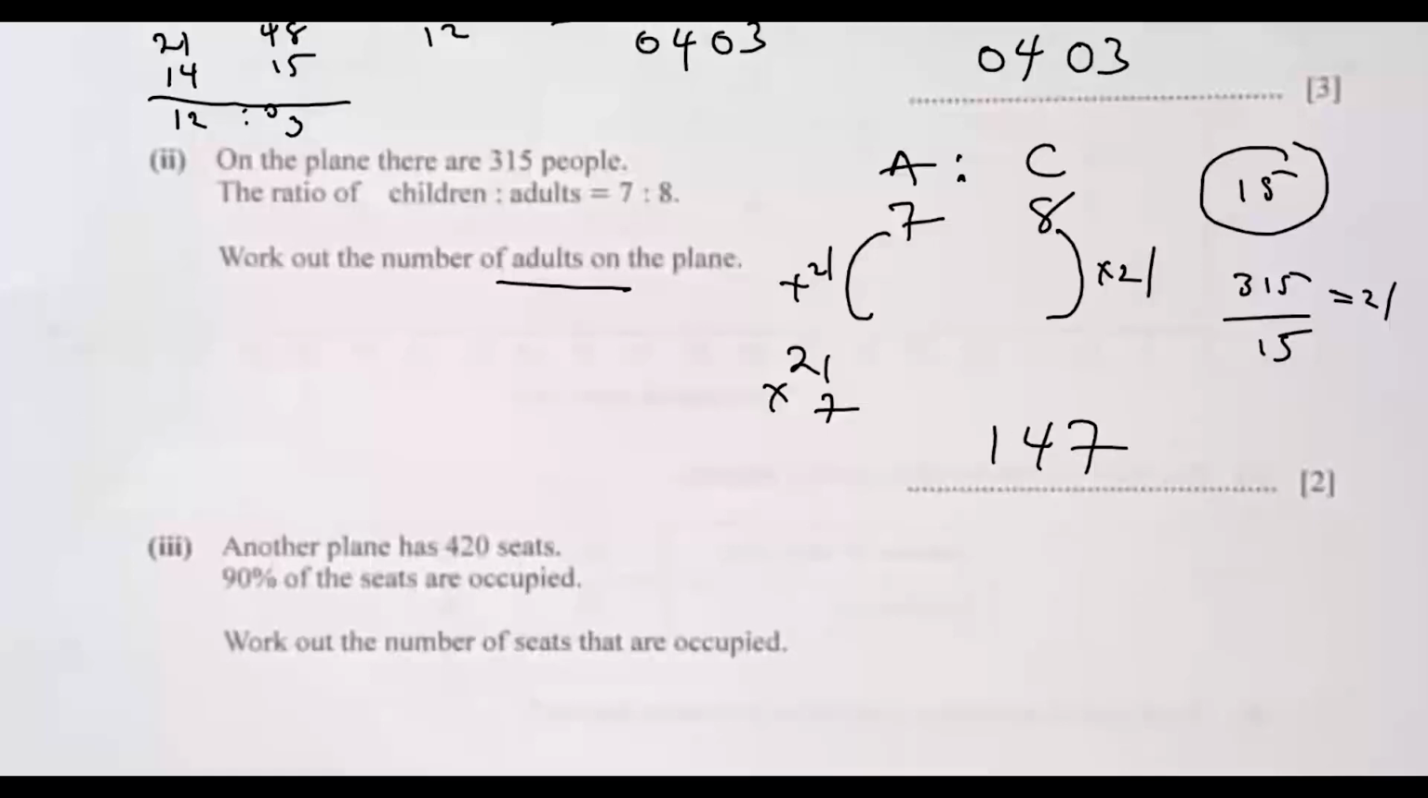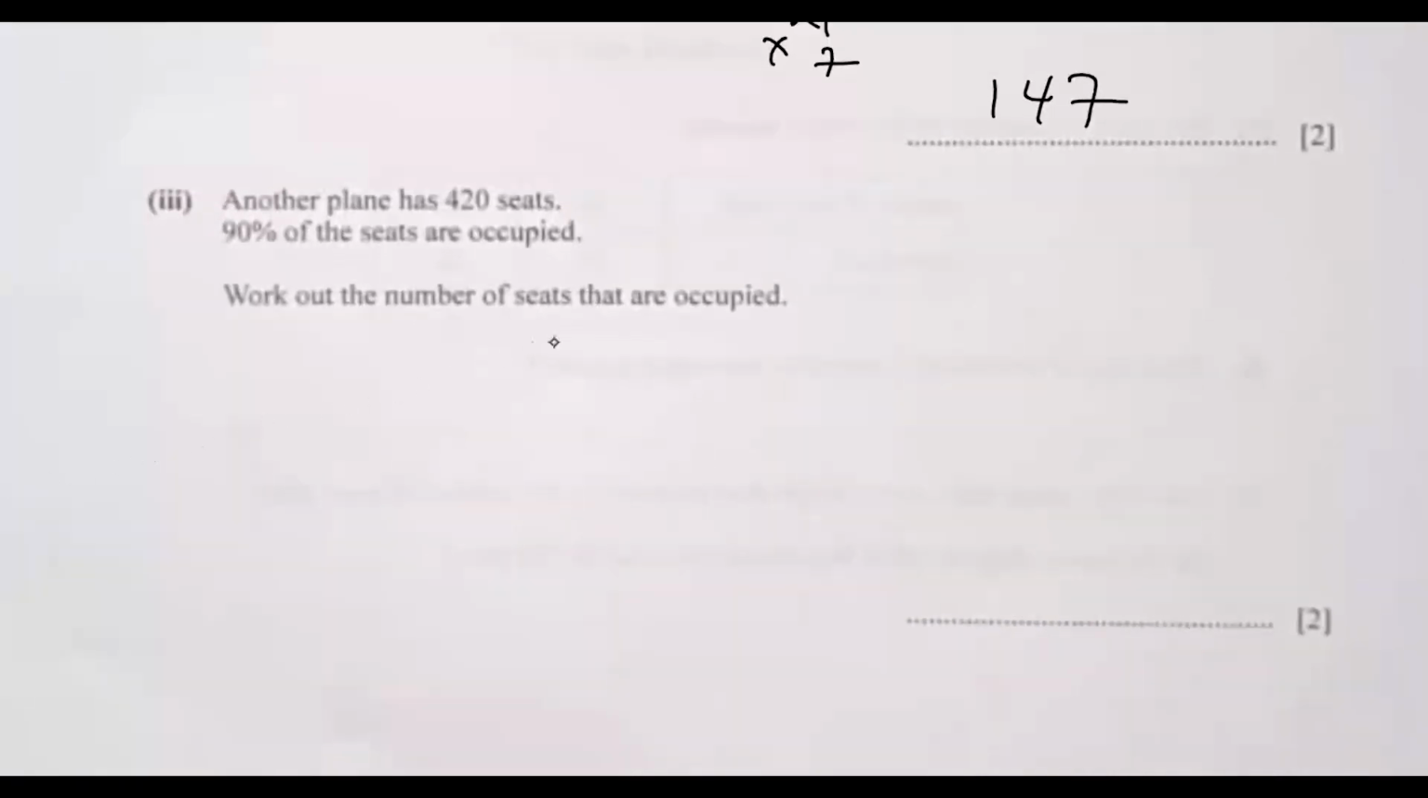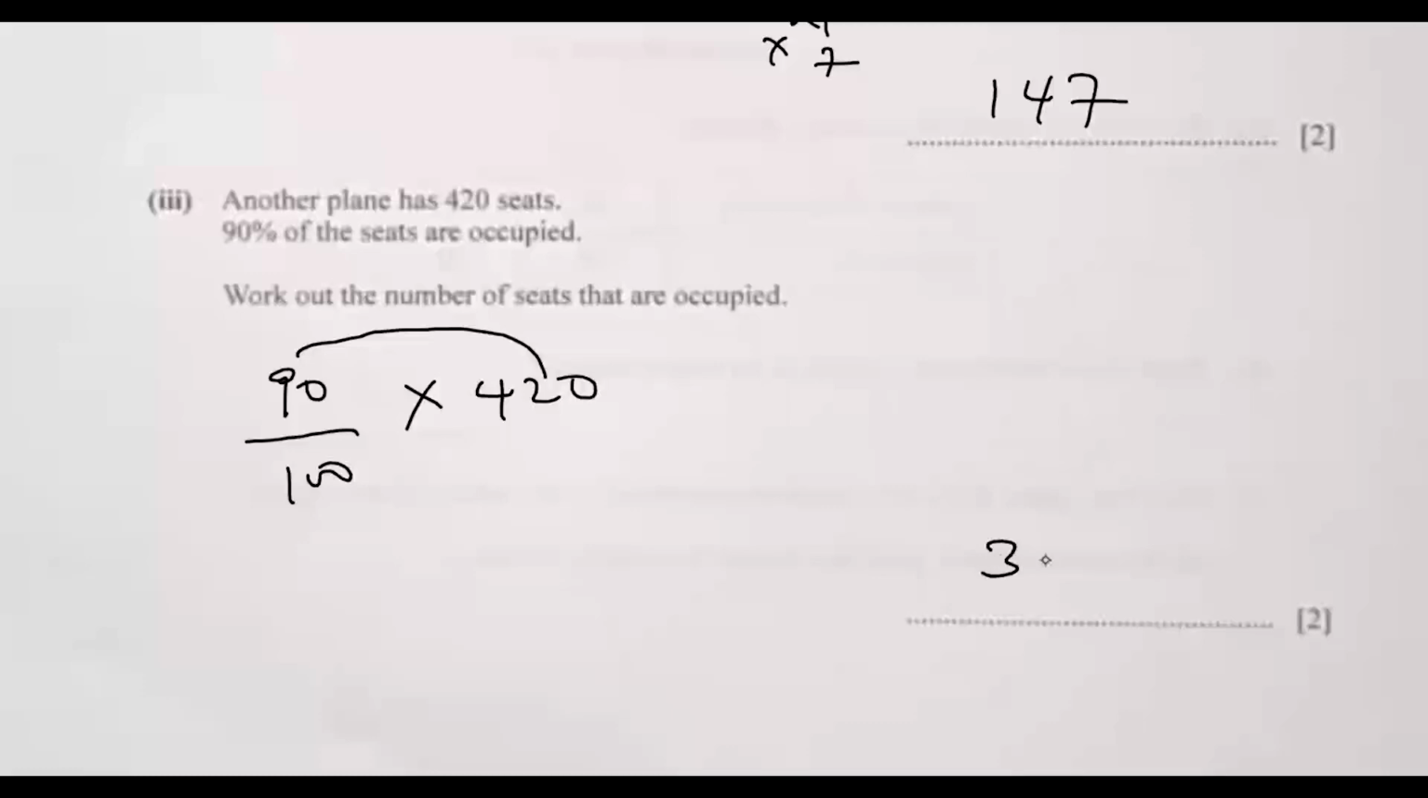So let's go to the Roman figure 3. Another plane has 420 seats. 90% of the seats are occupied. Work out the number of seats that are occupied. So this will be 90 out of 100 times 420. So take your calculator, multiply 90 by 420, then you divide it by 100, so that will surely give you 378. So that means 378 seats are occupied.